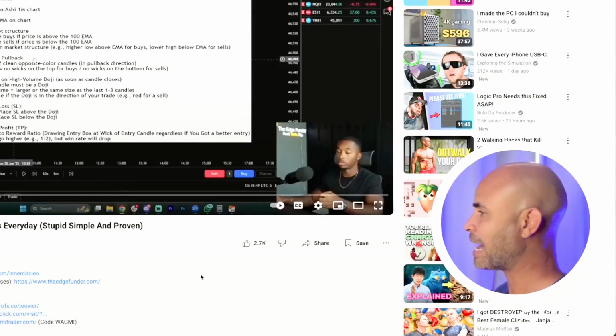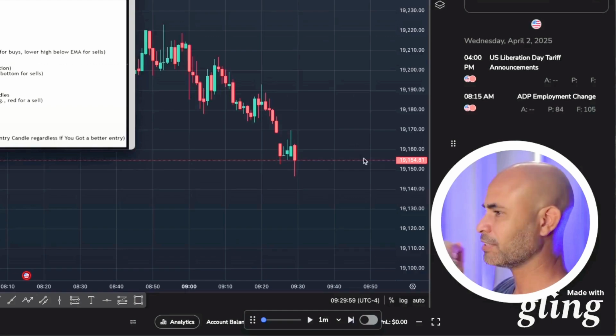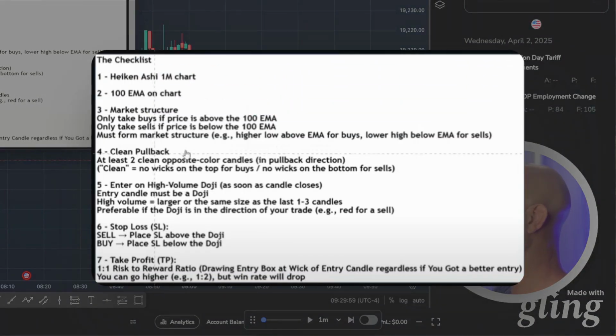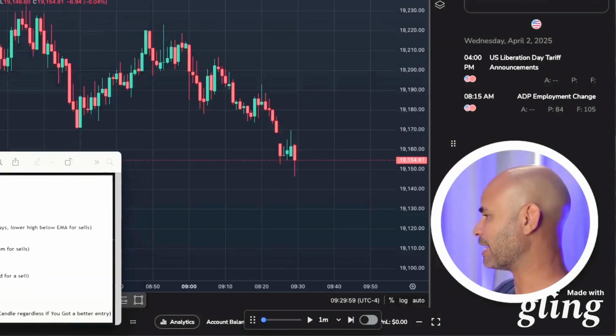So essentially, I took the rules from this video right here, the one trading strategy that works every day, stupid, simple, and proven. And he's got his checklist up right here. Here's a screenshot of the rules, just so we are all on the same page about them. The very first thing he says is that we need to be on the hike and ice sheet charts.